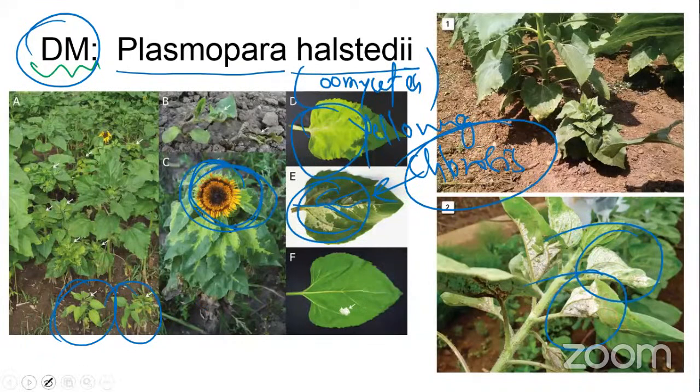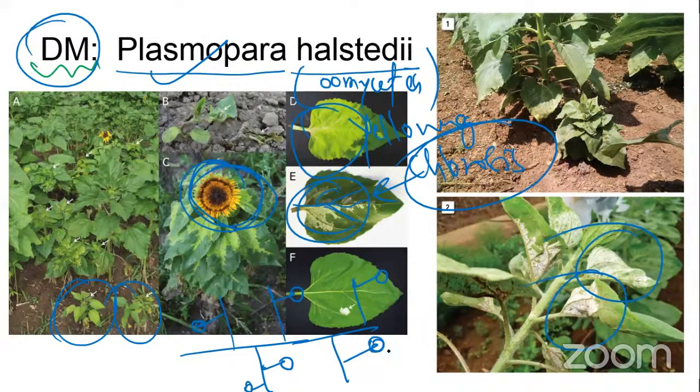So it is caused by Plasmopara halstedii. You know that Plasmopara has mycelium branching at a 90-degree angle, so the sporangiophores will be branching at a 90-degree angle. Inside this Plasmopara it will have so many sporangia. That's it.